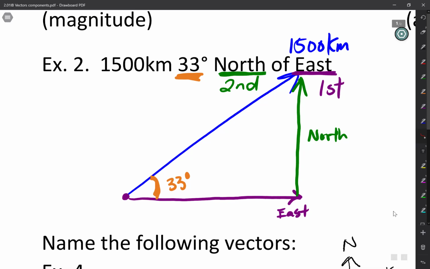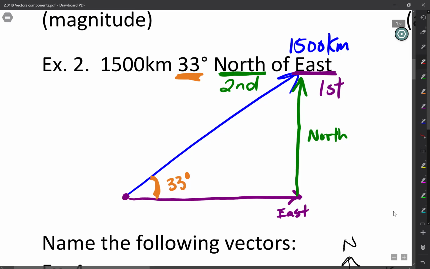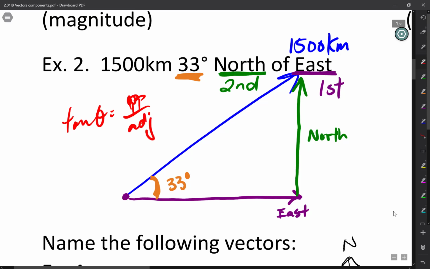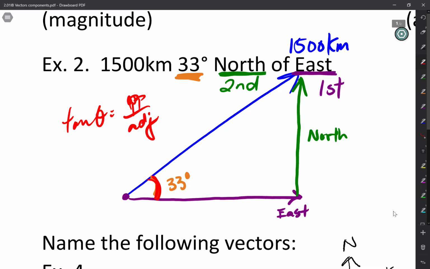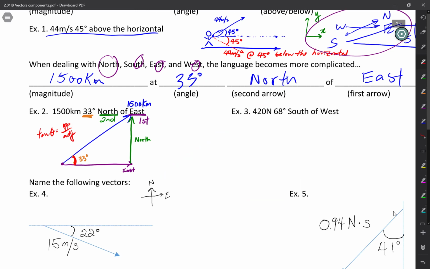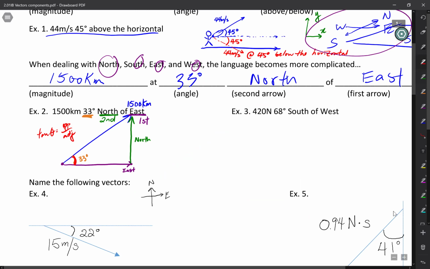The other way how I like to think of it as a little gimmick is thinking of it as a tan function of tan theta. Remember, tan theta is opposite over adjacent. So imagine this is my angle 33 degrees. Opposite to this would be north of the east. So north is first and east is second from tan theta. This is just a little gimmick that I use to remember this way of naming vectors. So when I wrote up here, I wrote the second arrow, meaning that this one goes second after the first arrow that leaves the starting position over here.